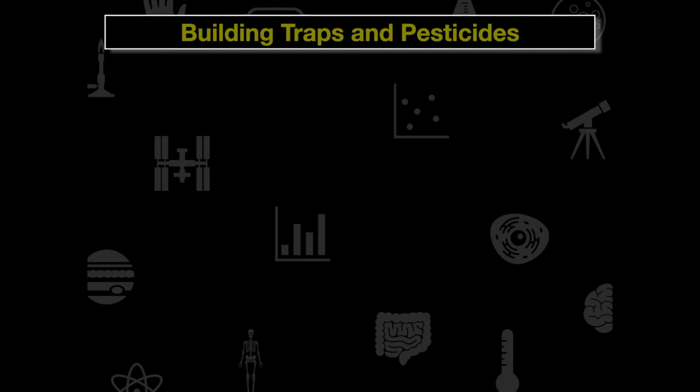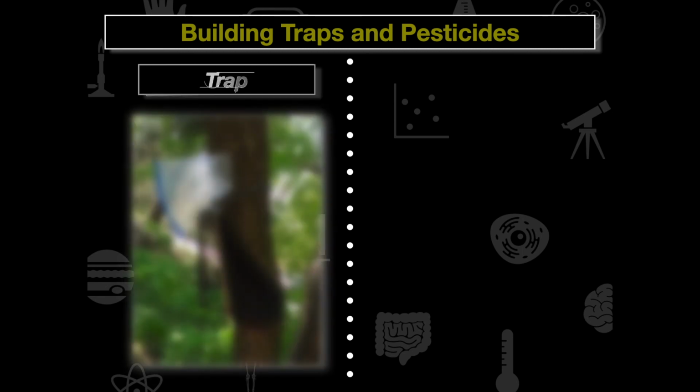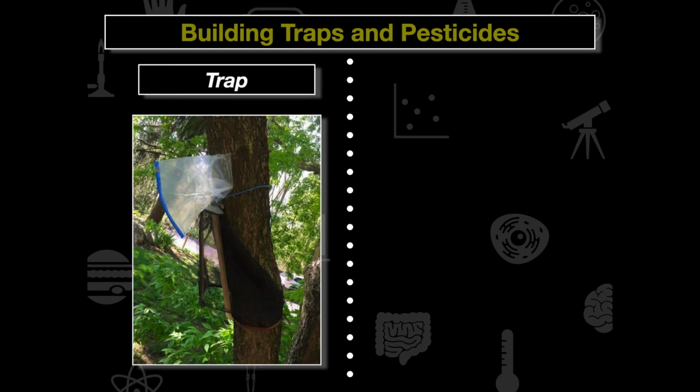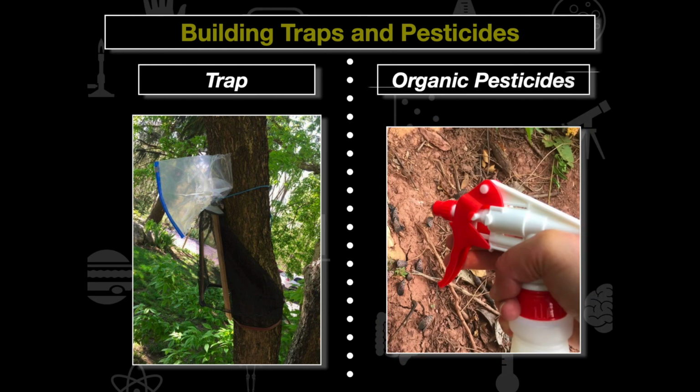So the goal of this project is to build traps and pesticides to fight these lanternflies. We have traps that we're going to discuss, but we can also talk about organic pesticides that can treat these lanternflies. So this is going to be the end of the video. This is what we're going to be looking at in class. I look forward to seeing you guys in class tomorrow.